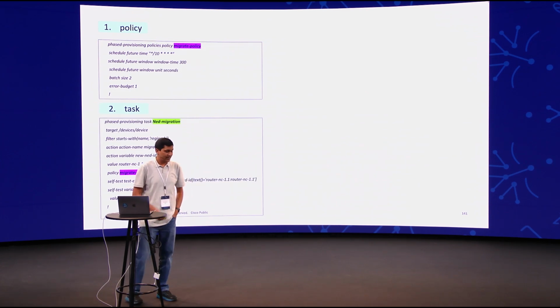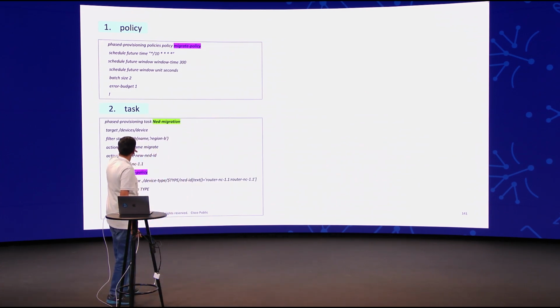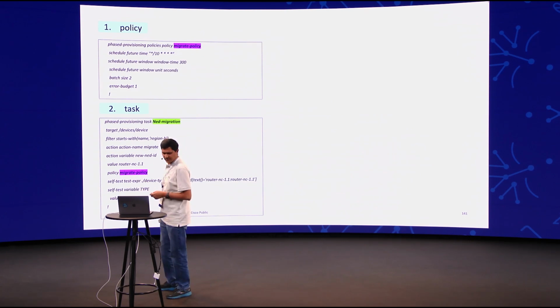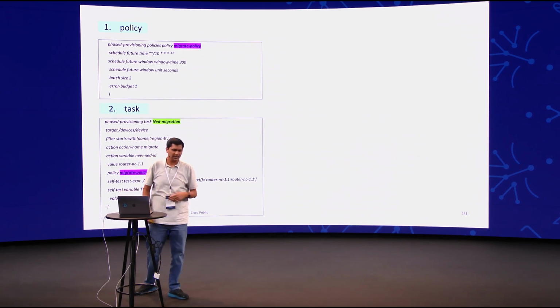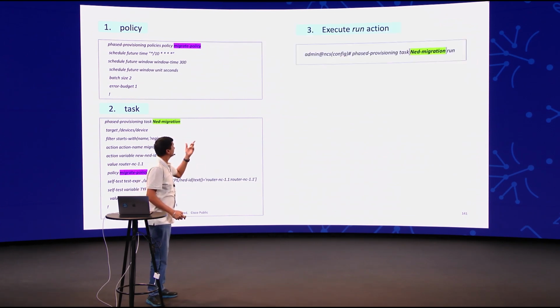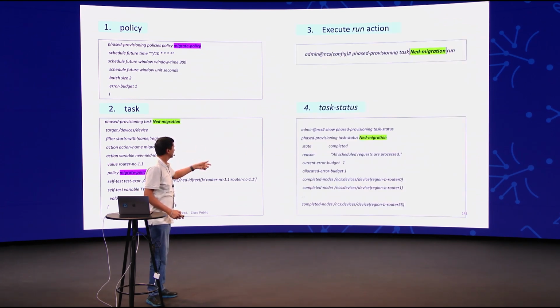The task you create is like this. The target is the device's device, and you want to only select the devices that are starting with the region B. The action you want to run is the migrate action, and the action takes some variables, which are new net AD and new net version. The policy is referring to the above policy. And there is a self-test which checks whether the net version has been really migrated to 1.1 or not. That's the self-test. After that, we run the action and just monitor.